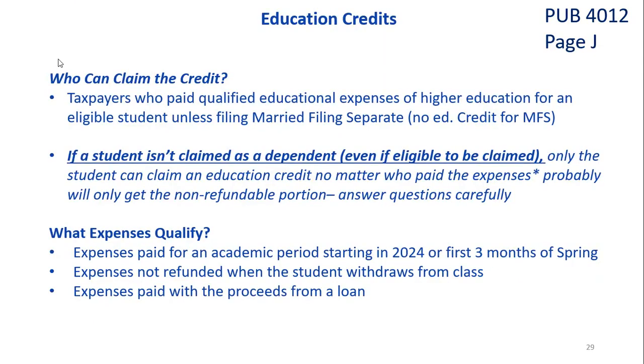You could find education credits in section J of your book. It's a big section. Well, it's not big, but it covers the American Opportunity and the Lifetime Learning.